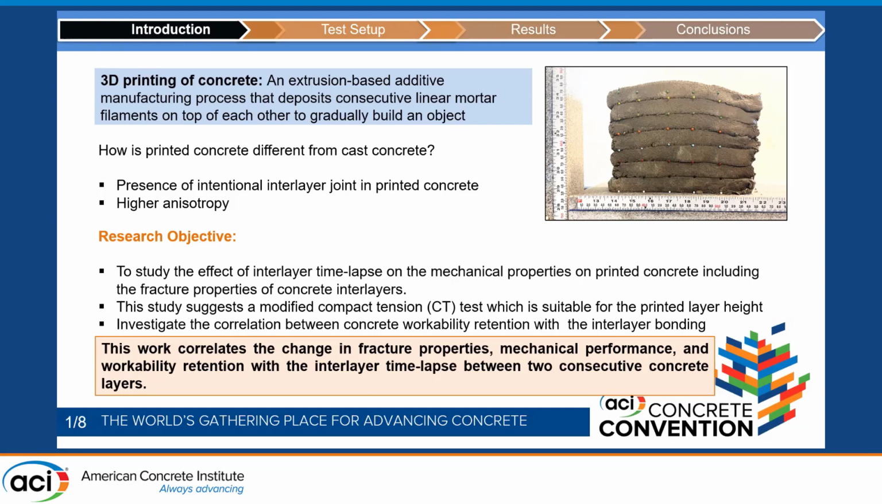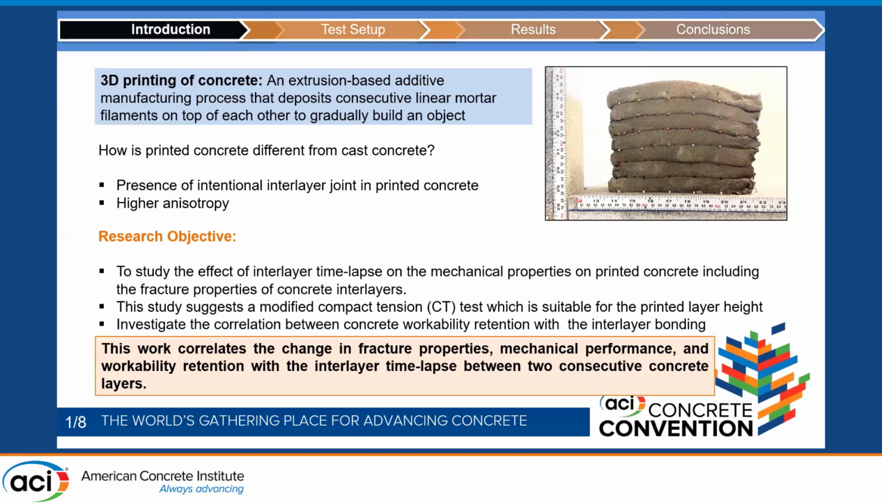So when you are casting a concrete wall or slab, you do not want these kinds of joints or this kind of anisotropy in your cast concrete, but that is not avoidable in printed concrete. These interlayer joints are one of the big reasons why we cannot use the standard testing methods and standard evaluation techniques that we use for cast concrete on printed concrete materials.